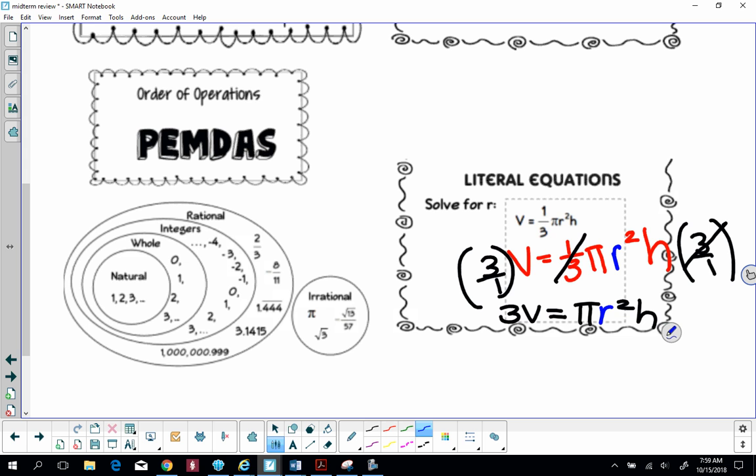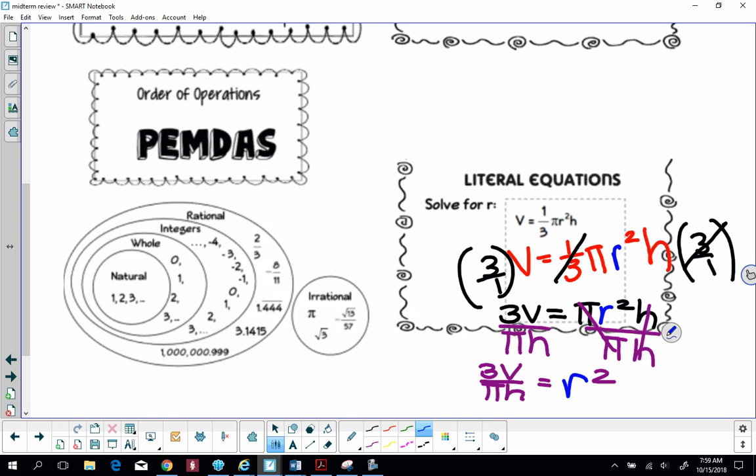And so I got rid of the fraction because I multiplied on both sides. The biggest mistake I see is that people aren't multiplying on both sides. Then how do I get rid of pi and h? Divide. It's all being multiplied. I can't get rid of that 2 yet, though. A lot of people are putting that 2 in. I only can get rid of pi and h. And so when you do that, you end up getting 3b over pi h equals r squared.